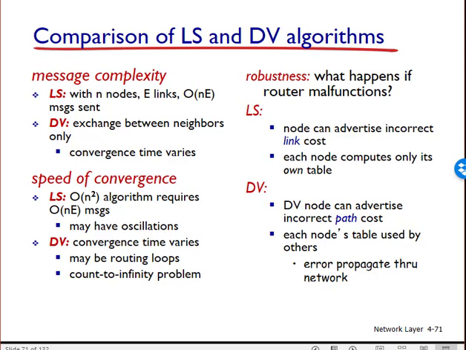But a link state node is computing only its own forwarding tables. Other nodes are performing similar calculations for themselves. This means that route calculations are somewhat separated under link state, providing a degree of robustness. Under distance vector, a node can advertise incorrect least cost paths to any of or all of its destinations.